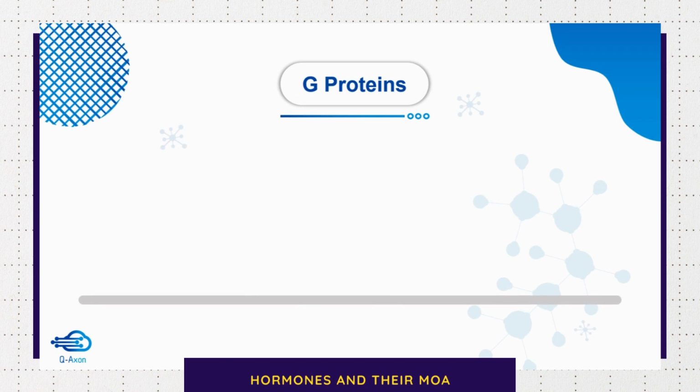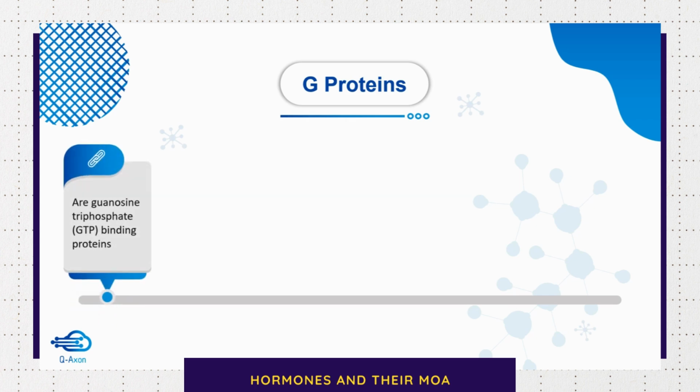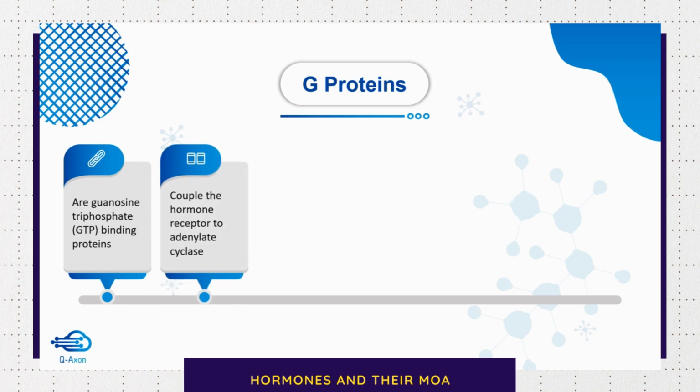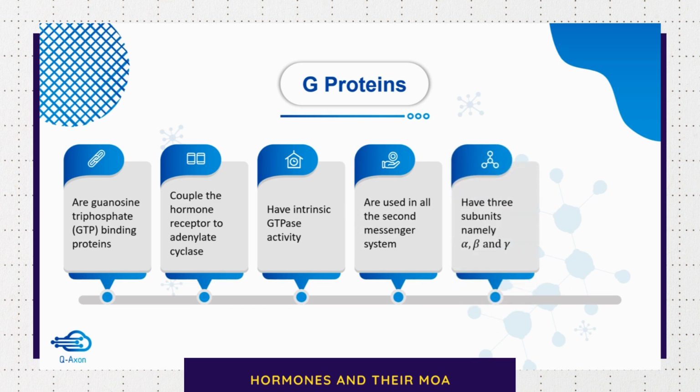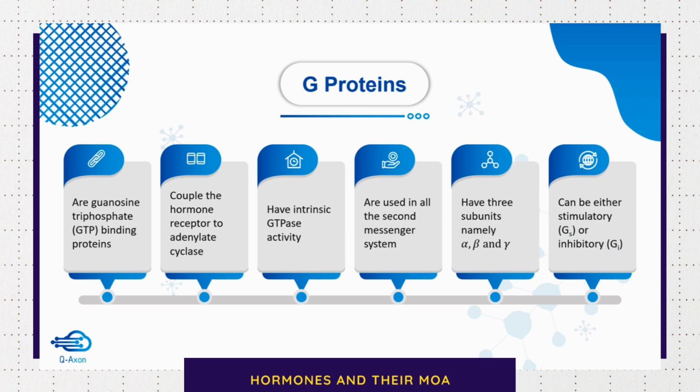Now let's see them one by one. G proteins are guanosine triphosphate binding proteins. They couple the hormone receptor to adenylate cyclase. They have intrinsic GTPase activity. They are used in all the second messenger systems. They have three subunits, namely alpha, beta and gamma. They can either be stimulatory or inhibitory.